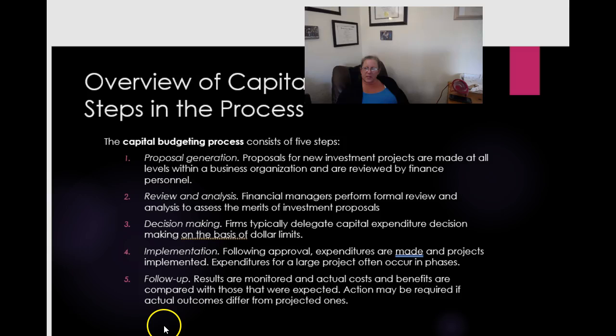Number 3 is decision making. Firms typically delegate capital expenditure decision making on the basis of dollar limits. 4th is implementation. Following approval, expenditures are made and projects are implemented. Expenditures for a large project often occur in phases. And finally, we have follow-up. Results are monitored and actual costs and benefits are compared with those that were expected. Actions may be required if actual outcomes differ from the projected ones.